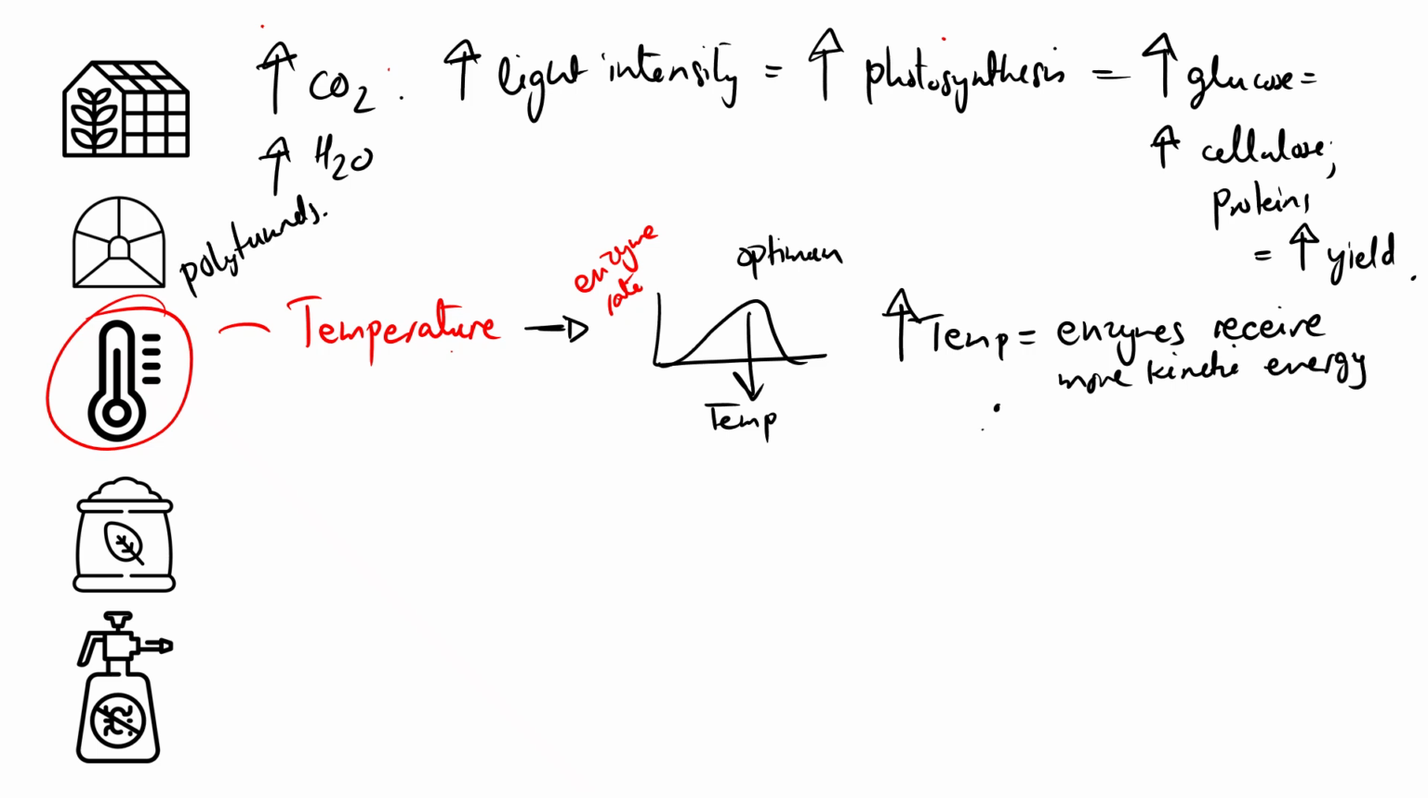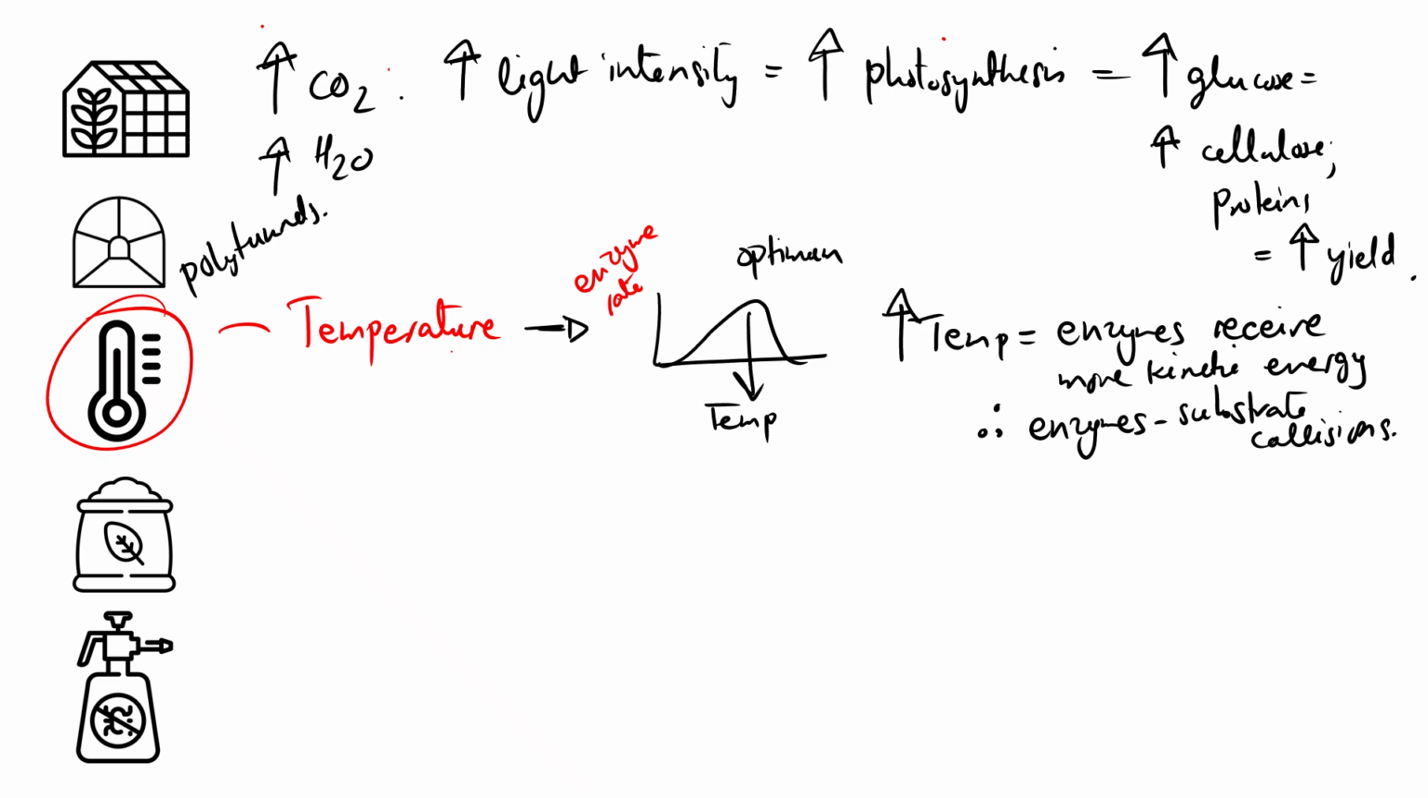Now, as a result, there's more, how can I put it, where two vehicles bump into each other. What's that called? It's not a traffic incident, it's called a collision. So enzymes receive more kinetic energy, and there's more enzyme substrate collisions as a consequence.